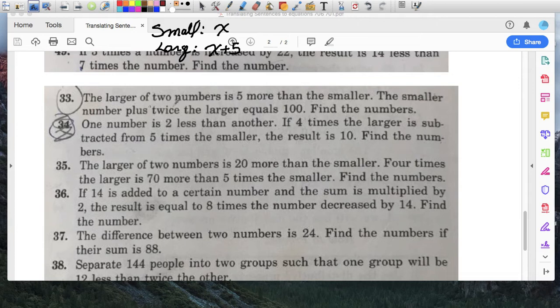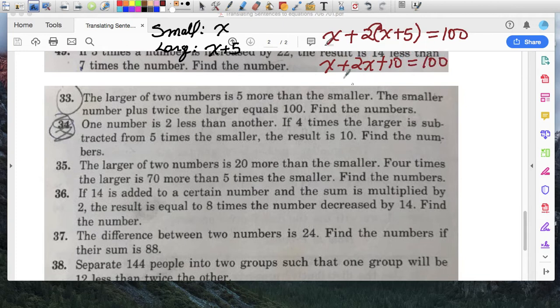So the next sentence says a smaller number, x, plus twice the larger, so 2 times the large number, which is (x plus 5) in parentheses. And that's going to equal 100. So there's my equation, which if I didn't have this set up, I would not be able to set it up. So distributive property, yes, so I have to take care of that. So x plus 2 times x is 2x, positive. Positive 2 times positive 5 is 10, so that gives 2x plus 10 equals 100.